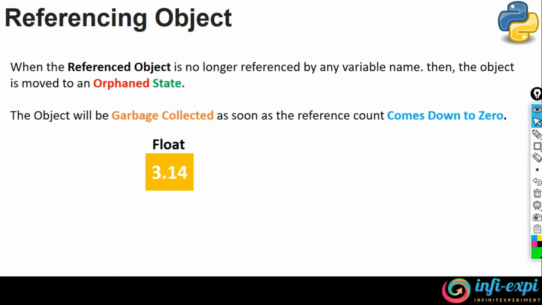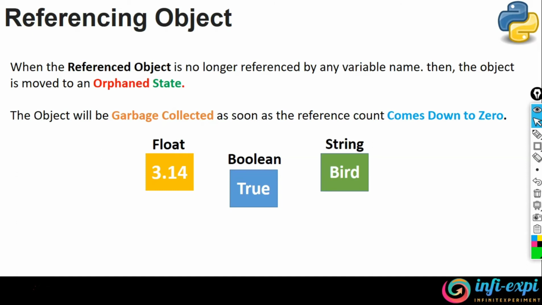So let's take an example. I have a float object, and in that I have a value 3.14. Then I have another object, a Boolean object, and in that I have a value True. And I have a third object, a string object where I have the value bird. Please note that these are all objects of the respective types. Now we need the symbolic names to point to these objects. So let's take the example of x. x is a variable name or a symbolic name which is pointing to the float object.